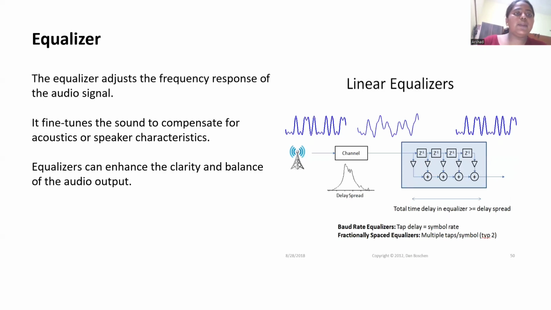Equalizers. The equalizers adjust the frequency response of the audio signal. It fine-tunes the sound to compensate for acoustic or speaker characteristics. Equalizer can enhance the clarity and balance of the audio output. So this is the diagrammatical representation. Time delay is greater than or equal to delay spread. Baud rate equalizers: tap delay is equal to symbol rate. Fractionally spaced equalizers: multiple taps per symbol.